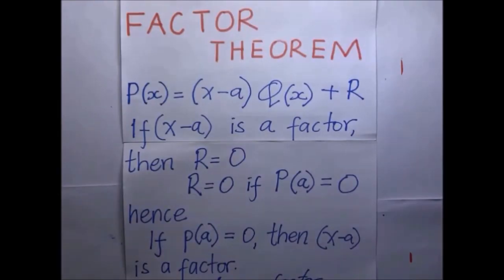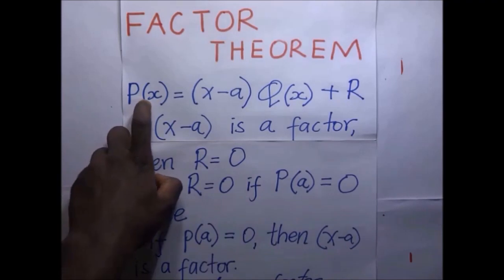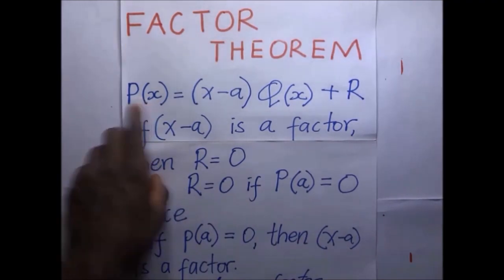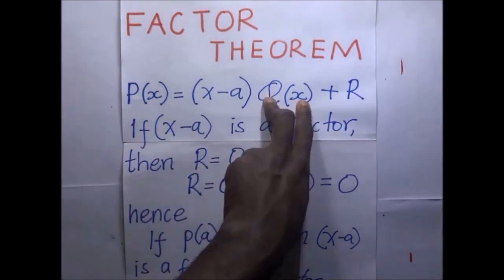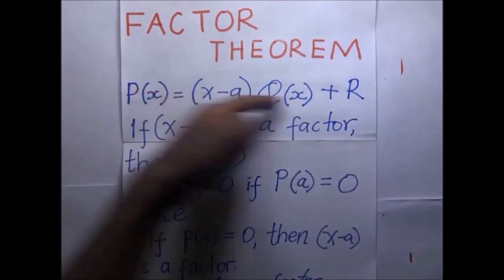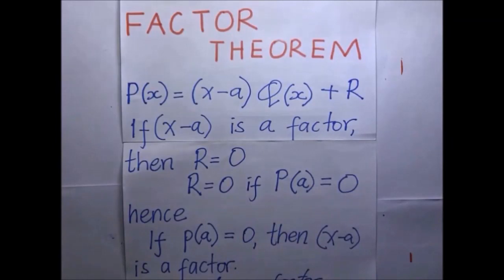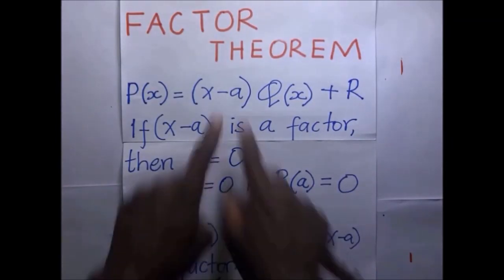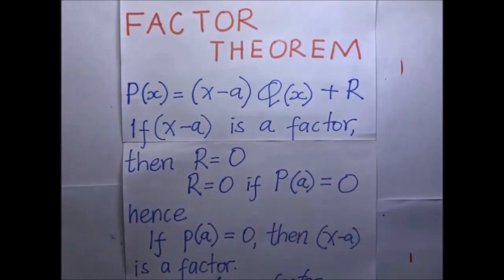Today we get to look at the factor theorem. In our previous video we said that when you get a polynomial and you multiply the quotient by the divisor and you add the remainder, then you get the polynomial. This was derived in our previous video, when we were looking at the remainder theorem.